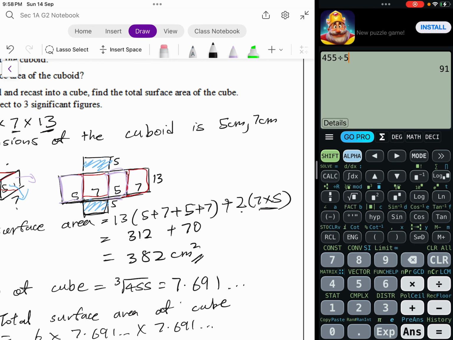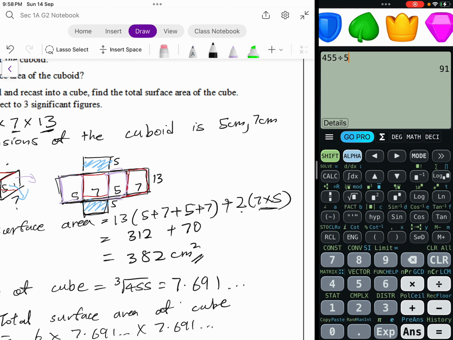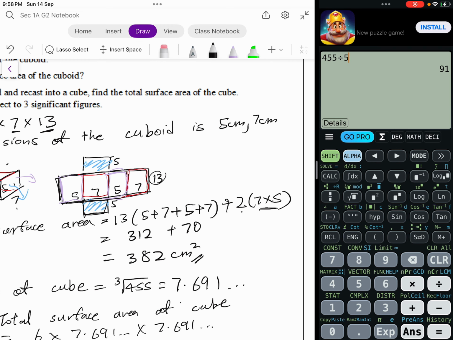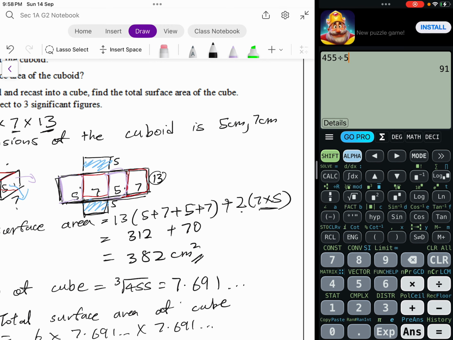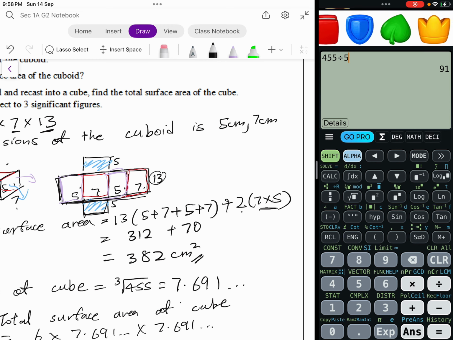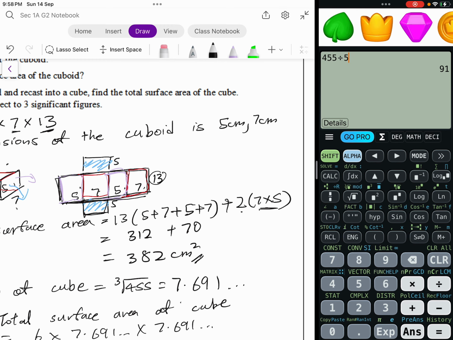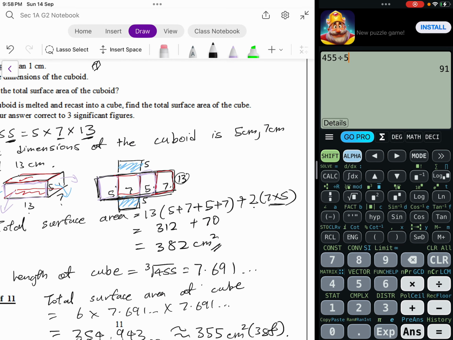Then I find the area of the center large rectangle, which is the side 13. And this length is 5 by 7 plus 7 by 7. So add all together times 13. 312 plus 70, 382. Okay.